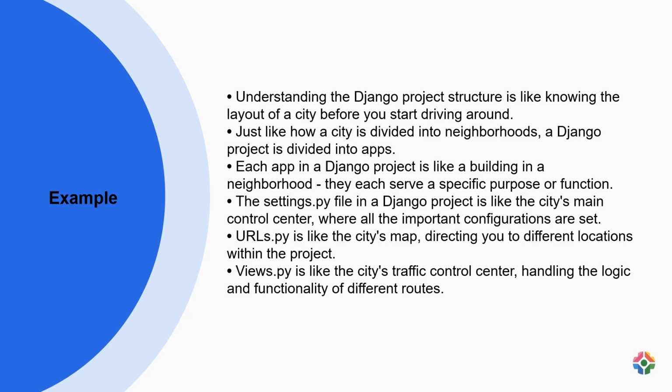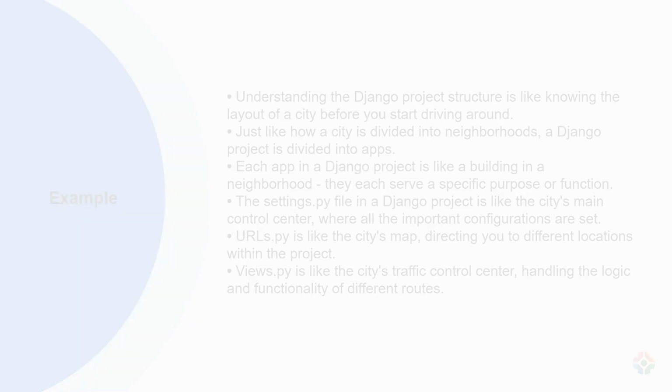The settings.py file in a Django project is like the city's main control center, where all the important configurations are set. urls.py is like the city's map, directing you to different locations within the project. Views.py is like the city's traffic control center, handling the logic and functionality of different routes.